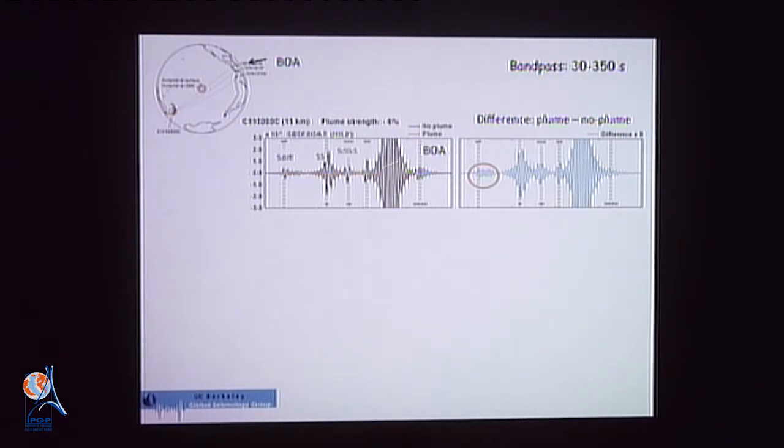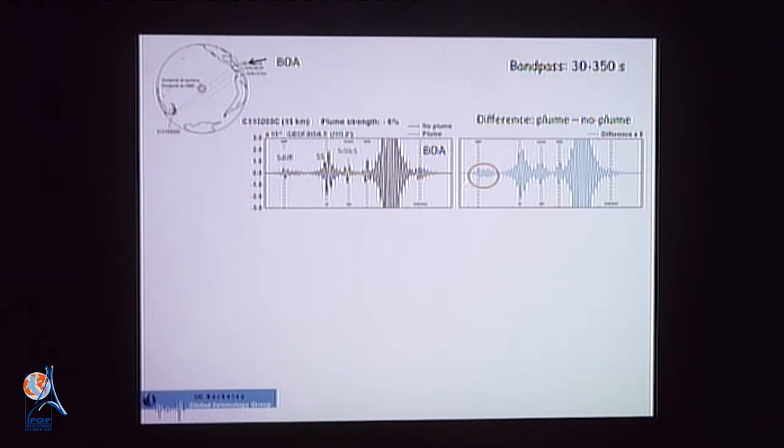And we compare the seismograms without the plume, so in a 1D spherically symmetric model, with the one with the plume. The plume has strength 6%, low velocity. And on the left, you'll see the seismogram itself. The black is without the plume, the red is with the plume, and here is the difference between the seismograms to emphasize the difference. Now, this path is far away from the plume, so you don't see much of a difference between the seismograms.